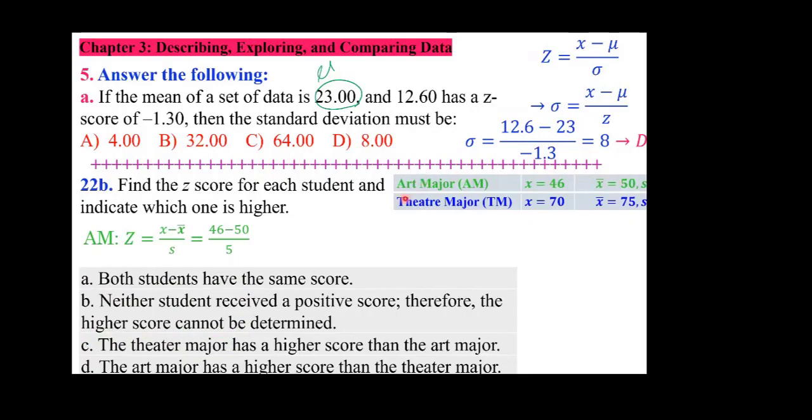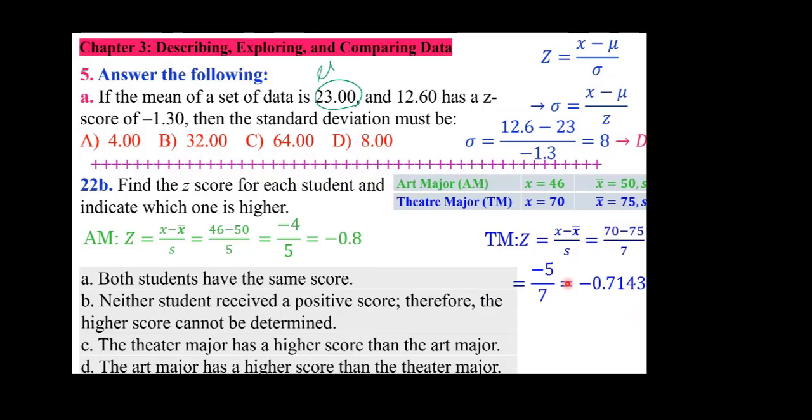So if we look at the art measure, x minus x bar, x is 46, x bar is 50, divided by s, which is 5, that will result in negative 0.8. We're going to do the same thing for the second one. X is 70, x bar is 75, s is 7, and that results in negative 0.7143.